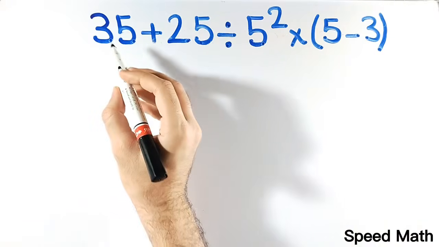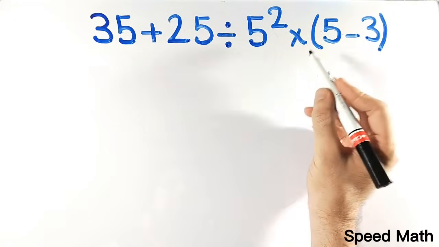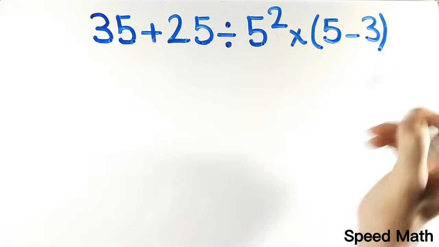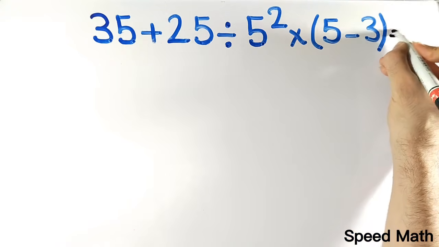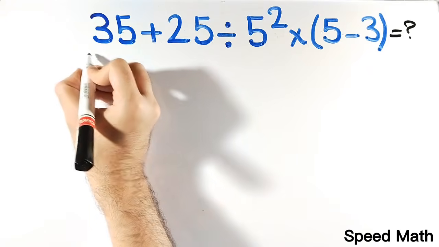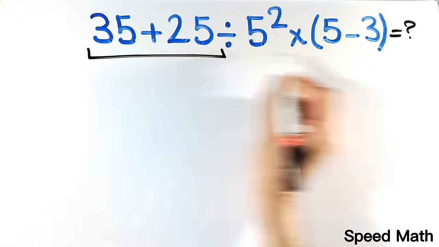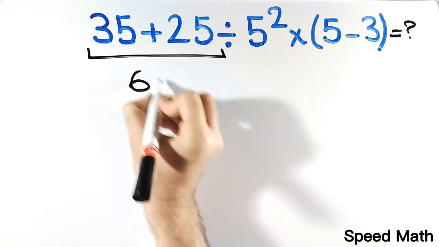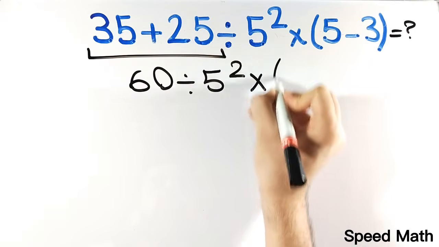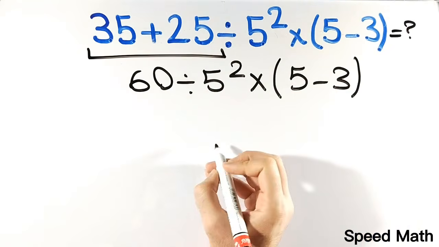If we have the expression 35 plus 25 divided by 5 squared multiplied by open parenthesis 5 minus 3 close parenthesis, then what is the correct answer of this question? Many people when solving this question first go for the addition between 35 and 25, and instead of this expression they write 60 divided by 5 squared multiplied by open parenthesis 5 minus 3 close parenthesis.